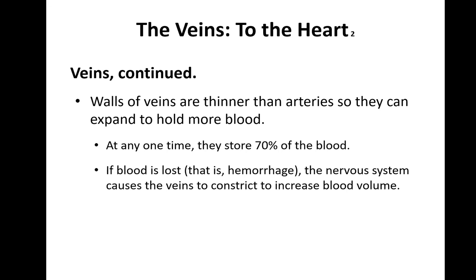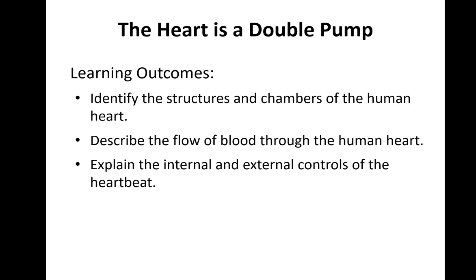At any time, veins store about 70% of the blood, and if blood is lost, such as from a wound or an injury, the nervous system causes the veins to constrict to increase the blood volume.